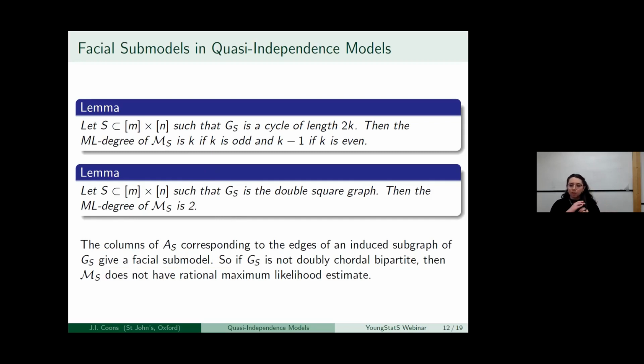And so the last component of this is that the columns of your matrix that correspond to an induced subgraph always give you a facial submodel. So if you have one of these things as an induced subgraph and you're not doubly chordal bipartite, then in particular, you can't have rational MLE.